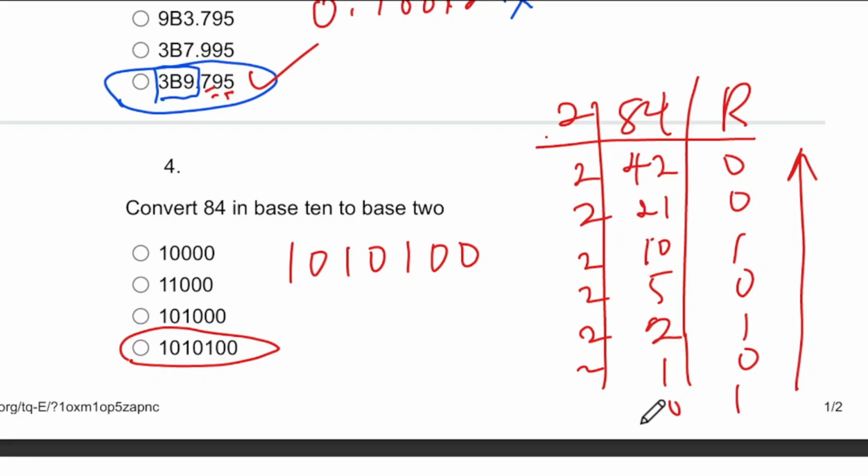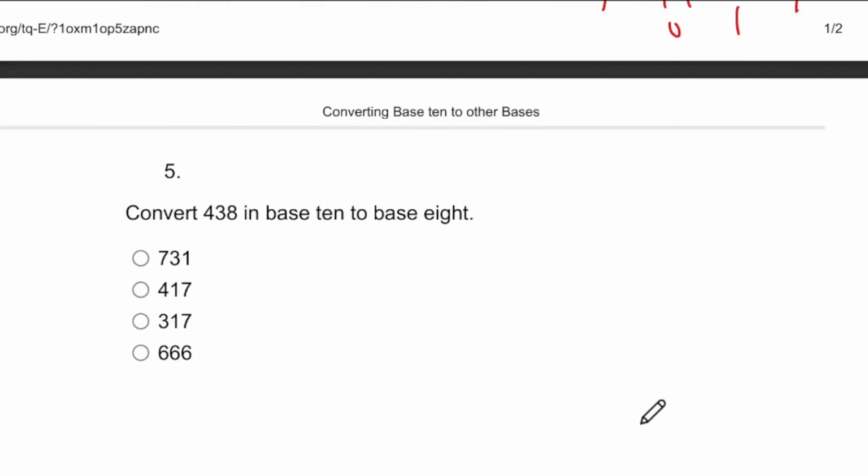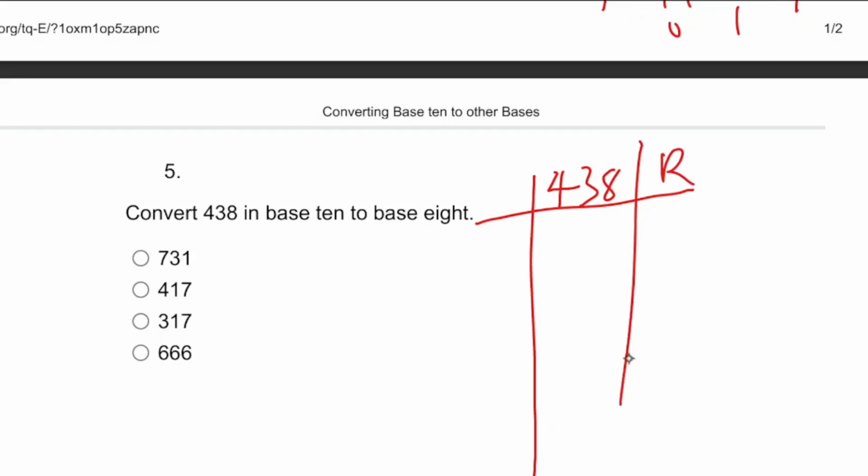All right. So the next question, question 5. Convert to base 8. We're converting this to base 8. Sorry for that. So we're going to do the same thing, the same way. So we're going to have 438, then put the remainder. Then base 8. So 8 in 43 is 5, remainder 3. All right.